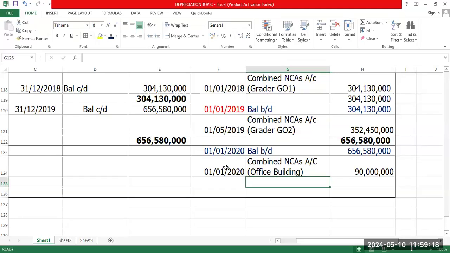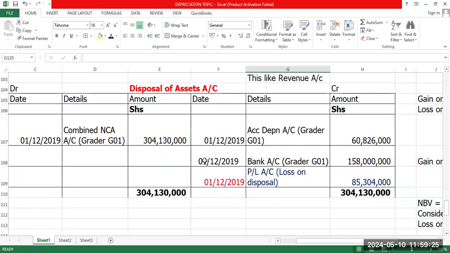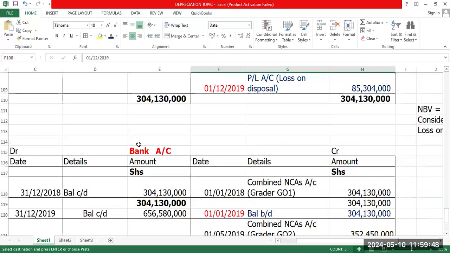Then ask yourself, colleagues, did you make any sale? Did you receive any money in 2020? Yes. Are you seeing here on the disposal account? We have bank account on what? On credit. We have bank account on credit. So it means that when we go to our bank account, we will do what? We shall debit.